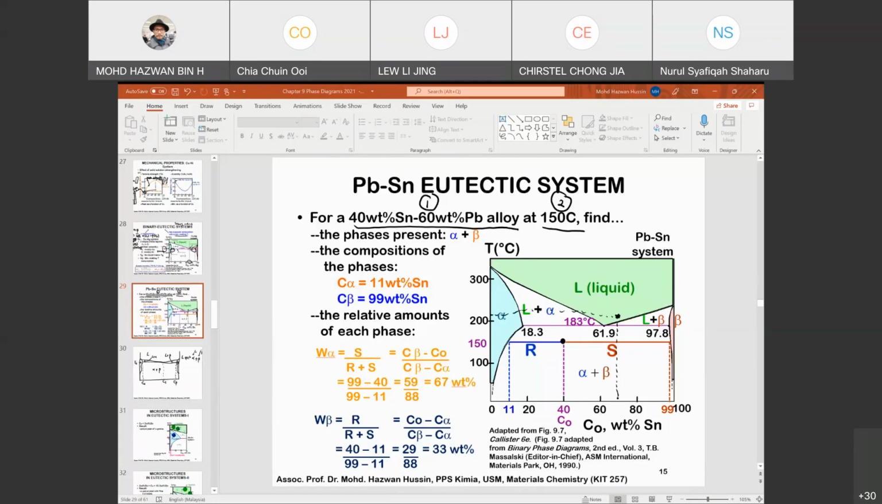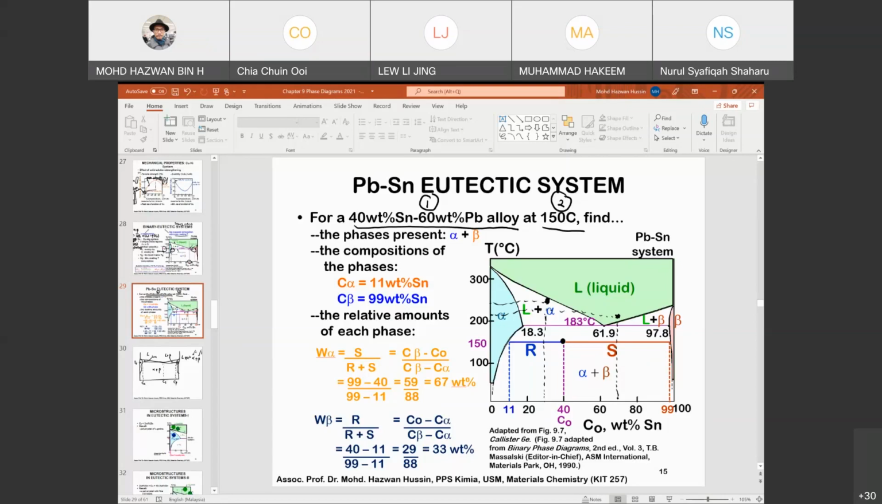Maybe another person. Muhammad Hakim Azhan, ada? Okay, Hakim, saya nak tanya. 30% of tin and at 250 degrees C. Liquid plus solid. Liquid plus alpha. Solid dia ada dua sekarang ni, so you have to refer which one, alpha or beta? Alpha. So 30% over here, and let's say 250 somewhere here. So the phase will be liquid plus alpha.